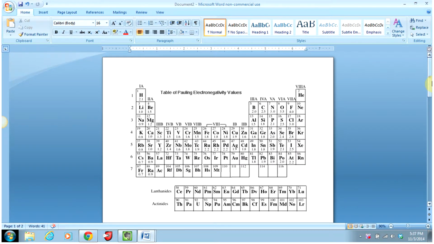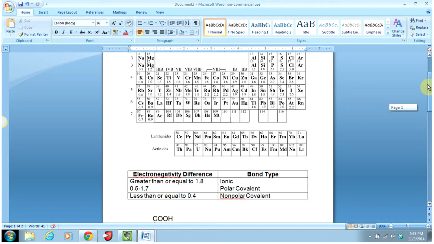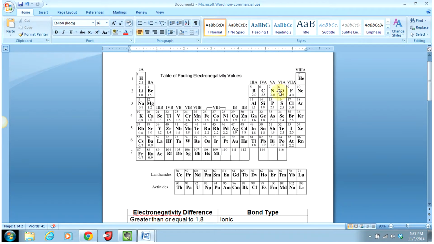We're going to take a look at an example of a bond that exists in this molecule right here. We're going to take a look at the bond between carbon and nitrogen right here. So, first, we have to look at their electronegativities from this periodic table of the elements that includes electronegativity values. Well, electronegativity is the tightness with which a particular atom holds on to its electrons. Now, we can figure out the type of bond based on the electronegativity difference that exists between two atoms.